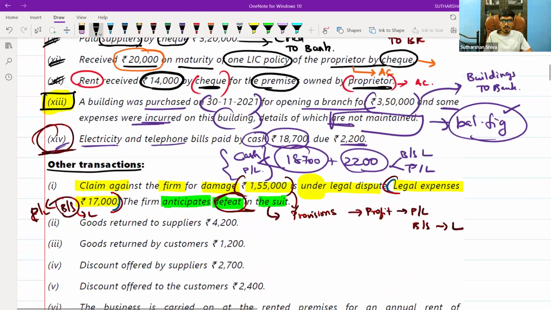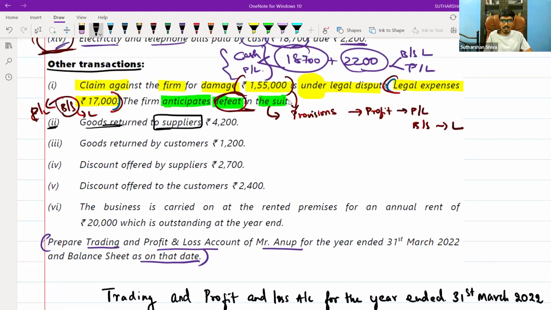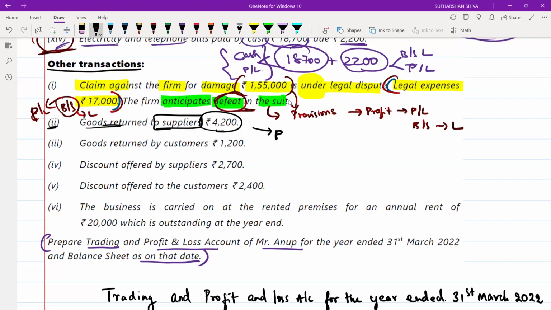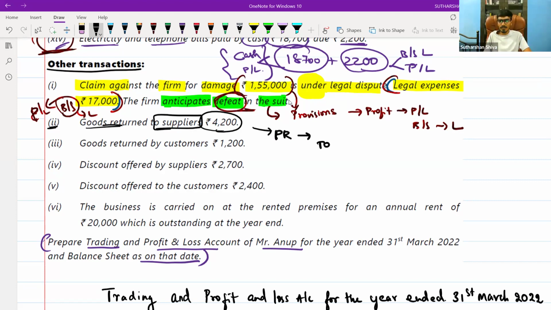Other transaction: goods returned to suppliers. What is the journal entry for goods returned to suppliers? It means which return? Purchase return or a sales return? It is a purchase return. What is the journal entry for purchase return? Whether it is paid in cash or not, creditors to purchase return. Creditors account debit to purchase return.